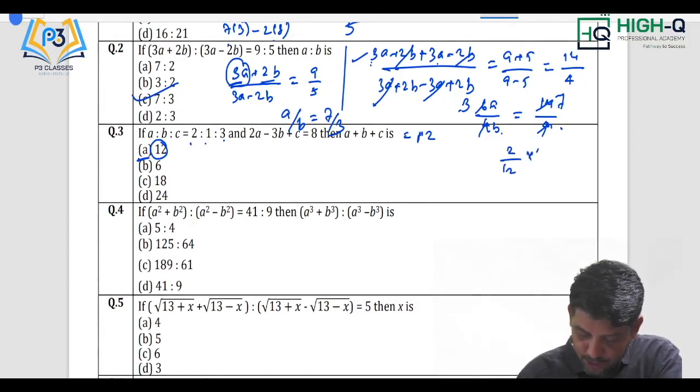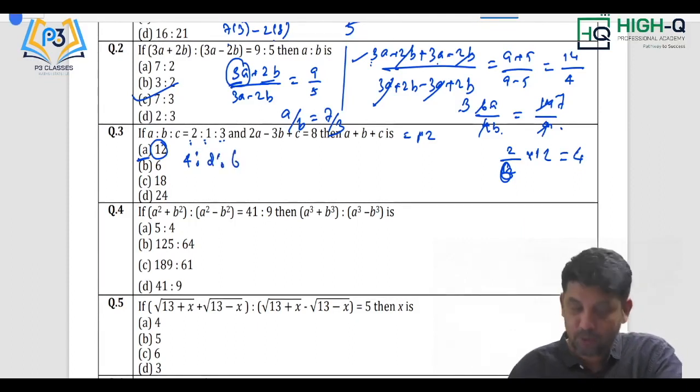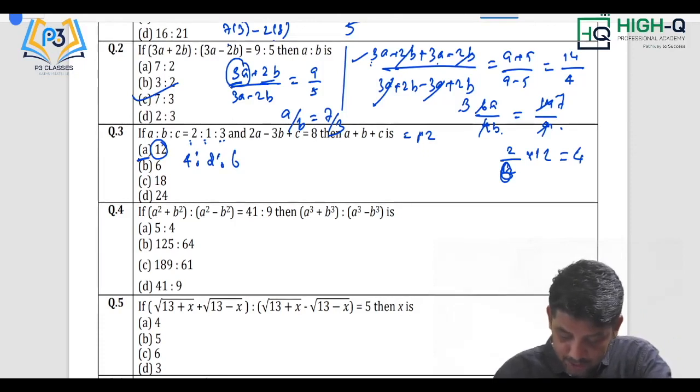What is it? The first part is going to be 2 by 6. 2 plus 1 is 3, 3 plus 3 is 6, into 12 is equal to 4. So 4 is to 2 is to 6. This is what you are going to get, my dear. The third part is 3 by 6 into 12, which is 6. So 4 is to 2 is to 6.